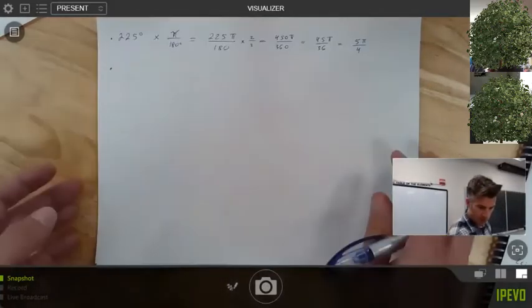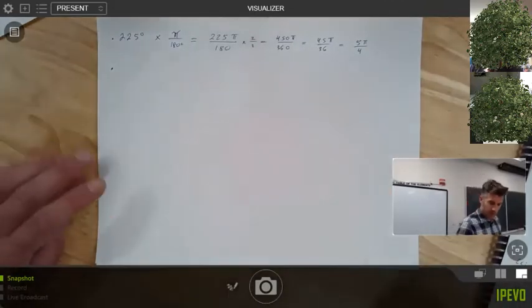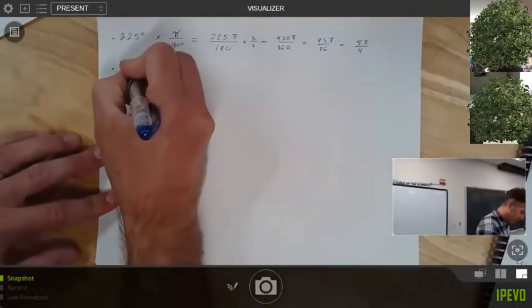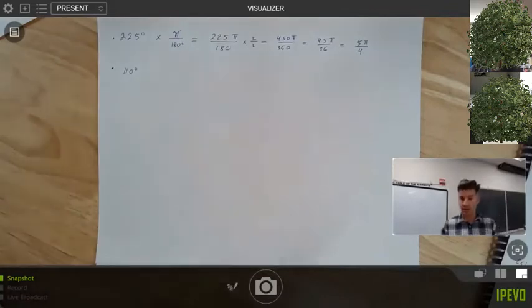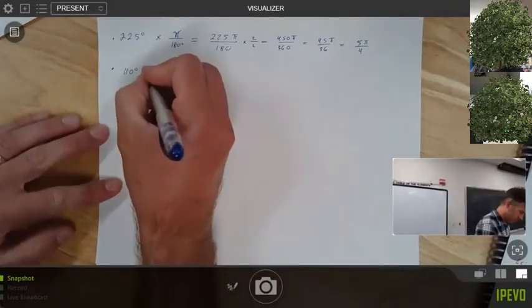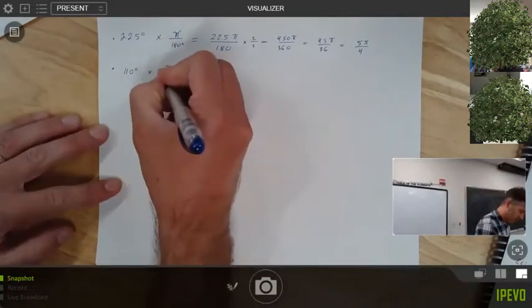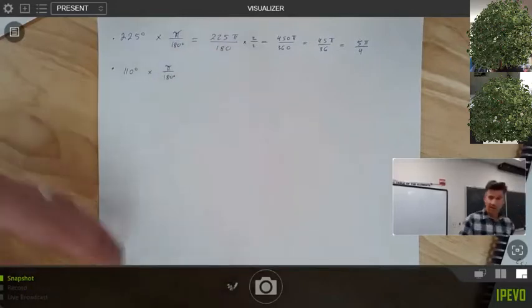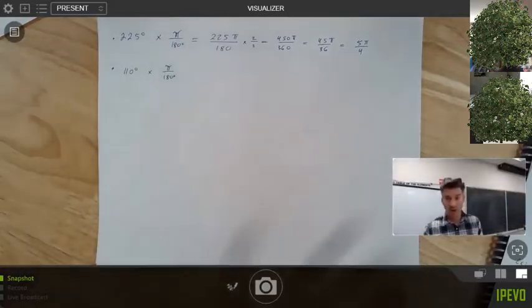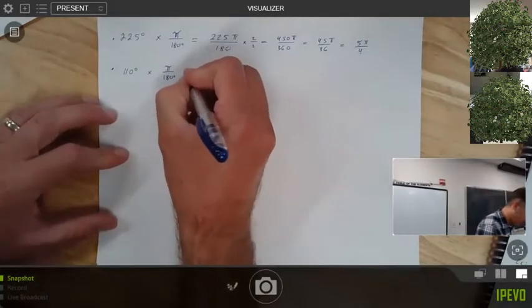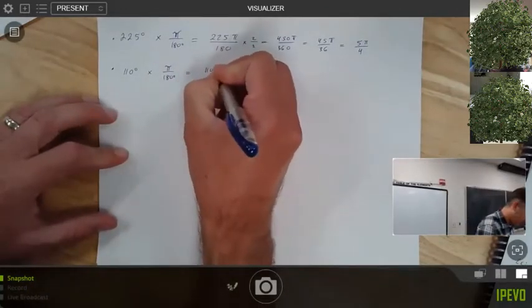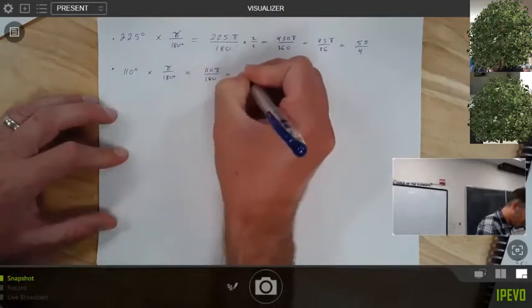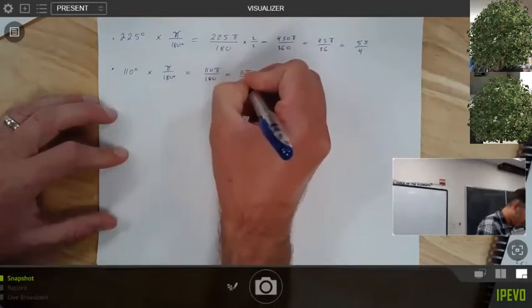Let's look at one more. So let's say I wanted to convert 110 degrees to radians and also get a decimal approximation. So I'm going to multiply that by pi over 180. Just reminding you, we're just multiplying by 1. Pi over 180 is 1. And then that's going to be 110 pi over 180, which is 11 pi over 18.